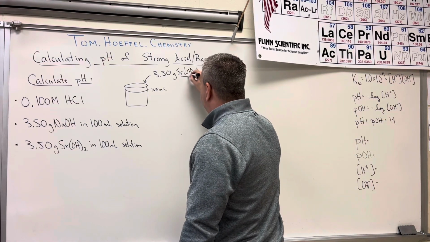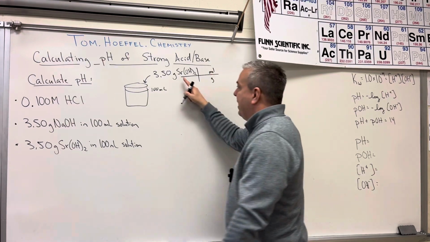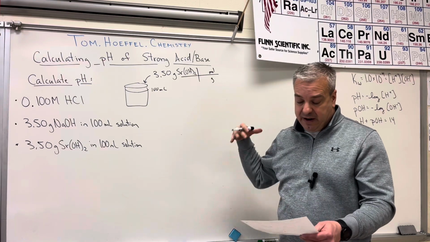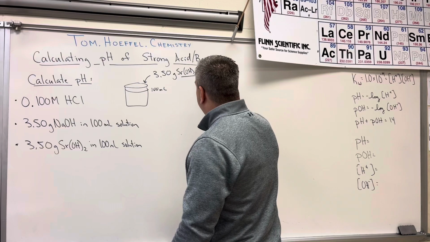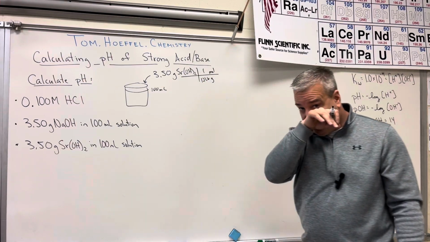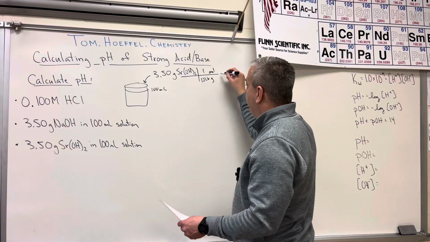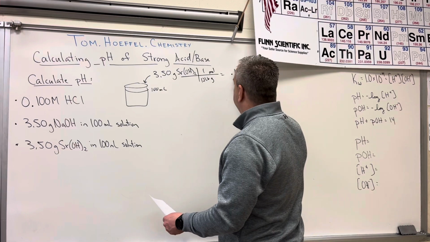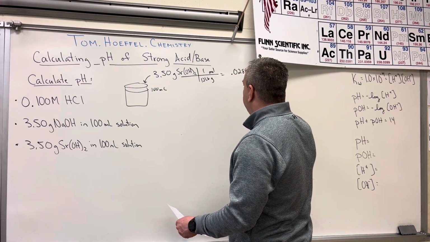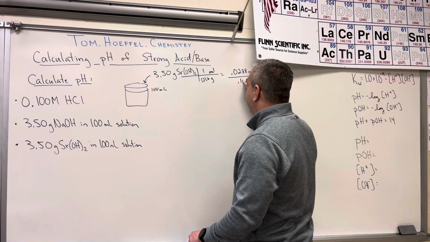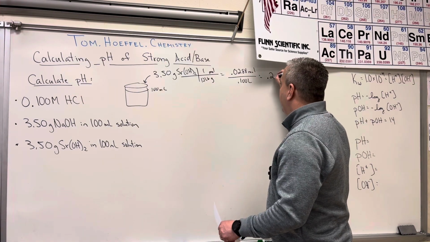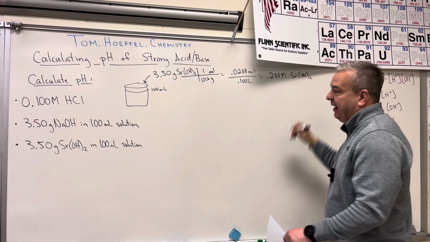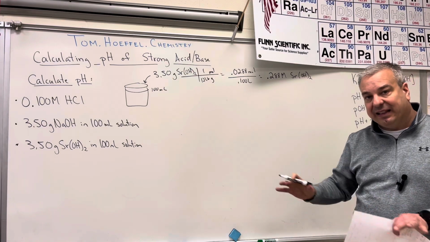We're going to convert the grams into moles. Now, when we do that, there's a lot to add here. We got 1 strontium, 2 oxygen, and 2 hydrogens. And if you add all that together, it comes out to 121.6 grams for every 1 mole. And then when I take 3.5 and divide it by 121.6, I get a value of 0.0288 moles. Remember, I have to divide it by the volume in liters to get my molarity of 0.288 molar strontium hydroxide.